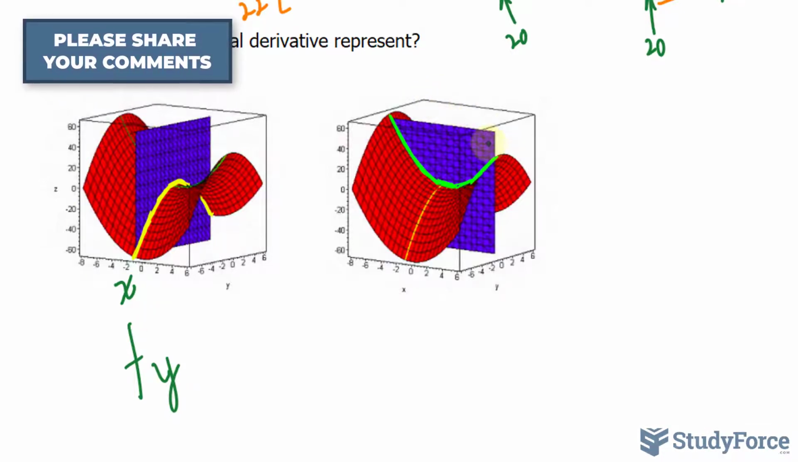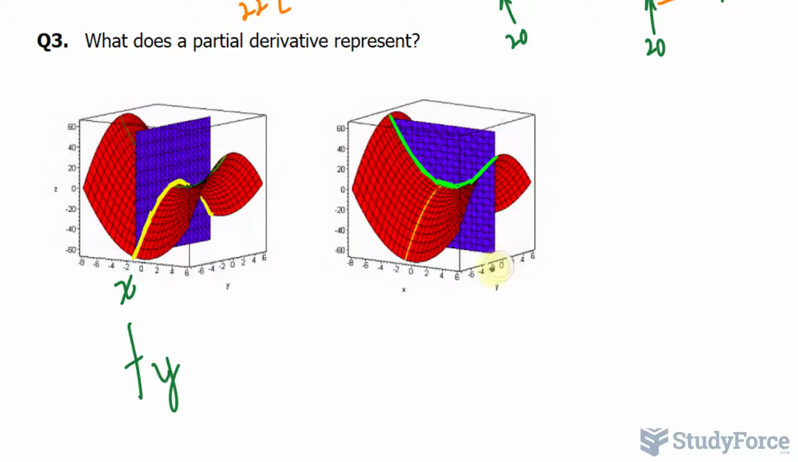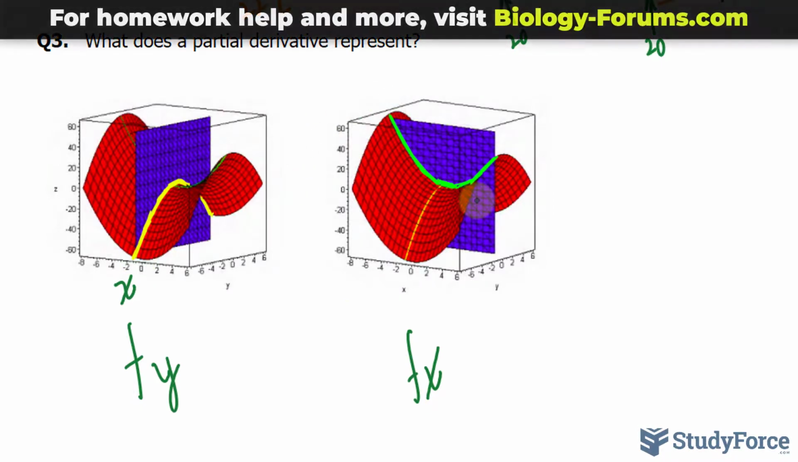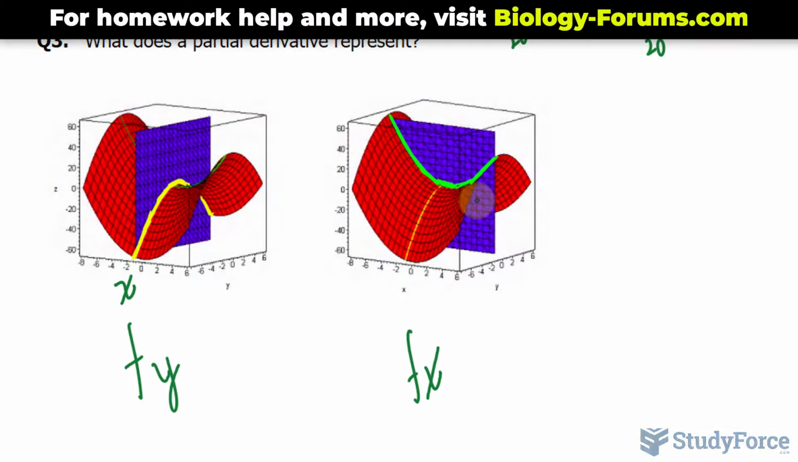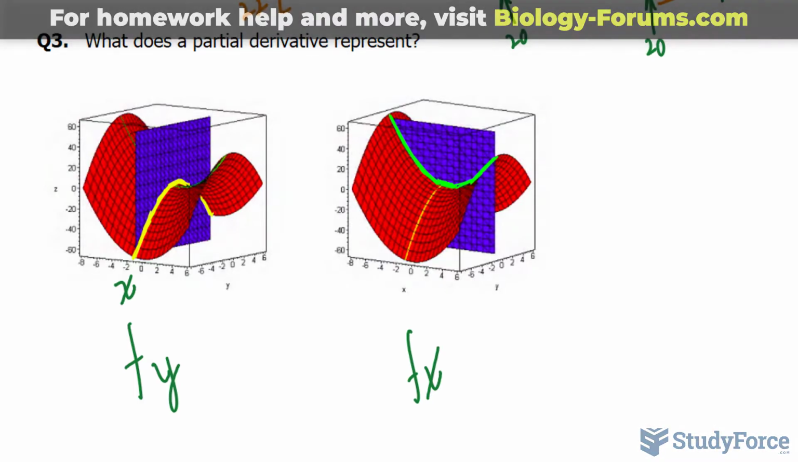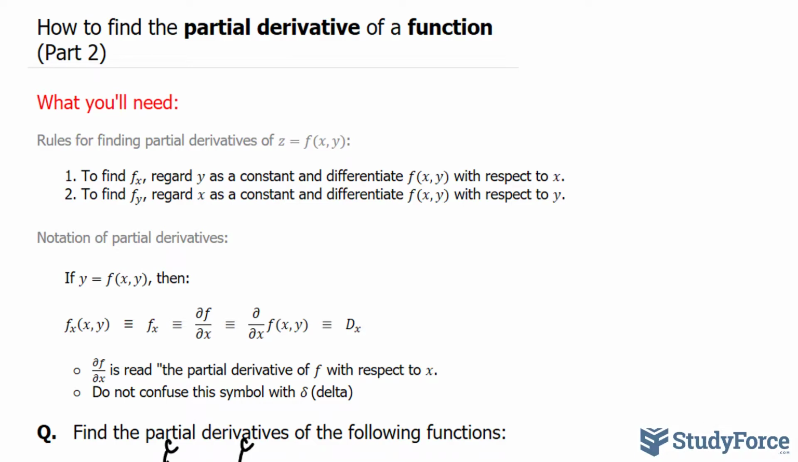Now looking at this one, this time, it is at the y-axis that we have a constant plane. So we're keeping y constant, therefore we're finding the partial derivative with respect to x. What you see highlighted in yellow and green represents the trace of this function. And it is along this trace that you can find the tangent at any point. And there you have it. Two more examples on how to find the partial derivative of a function. For more challenging examples, make sure you watch part 3 of this series.